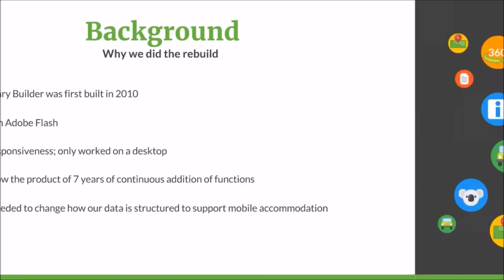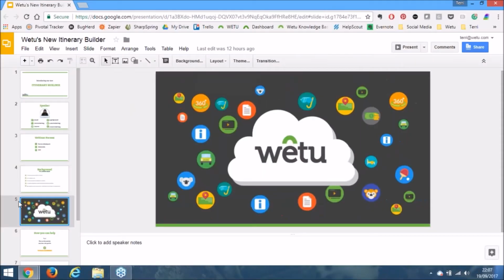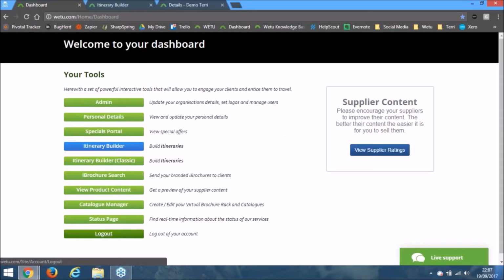So I'm going to move straight on into the itinerary builder because that's the fun part. Most of you by now should have noticed that you have a new button on your dashboard. The blue button on your dashboard is for the new itinerary builder, whereas the old itinerary builder is the button underneath that. All that you need to do is click on the itinerary builder button.